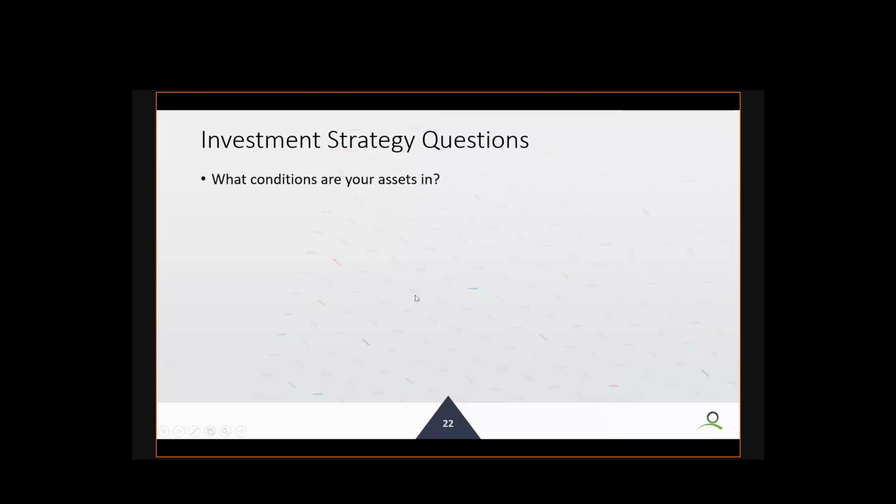So first is, what conditions are your assets in? I like to sum it up as, what do I own? Where is it? And how bad is it? Those are the questions you've got to ask. How close are we to where we want to be with our assets? That gets us to the next question.